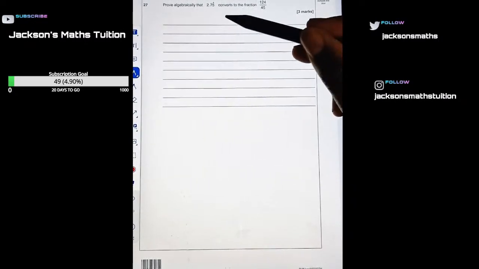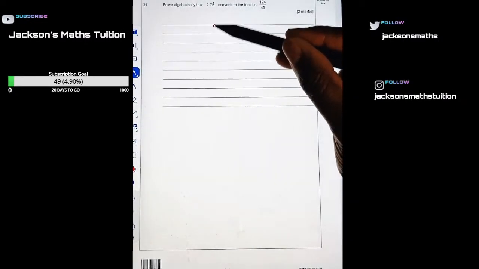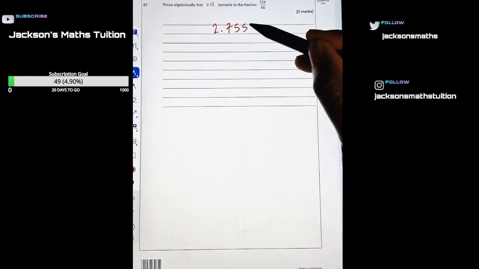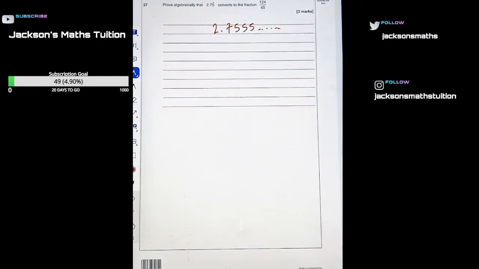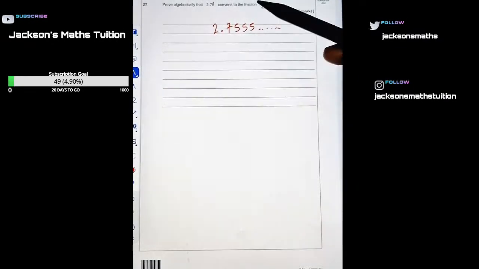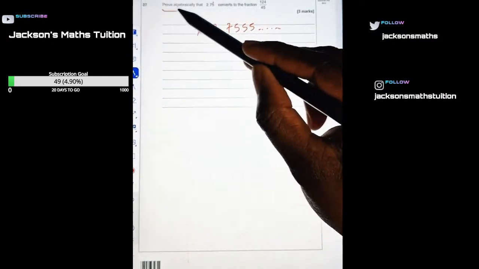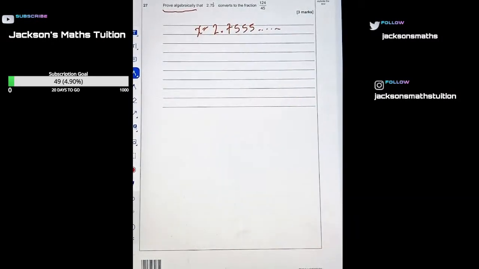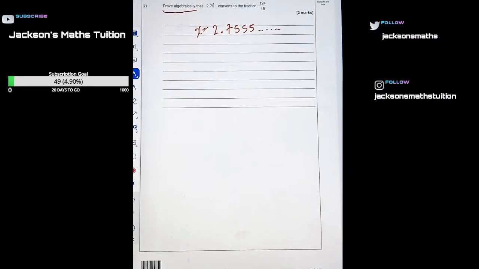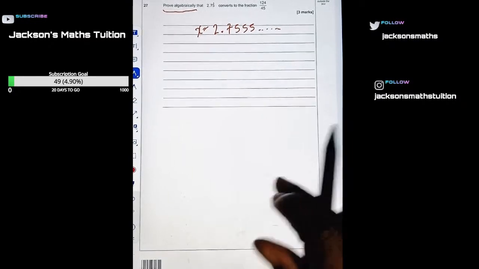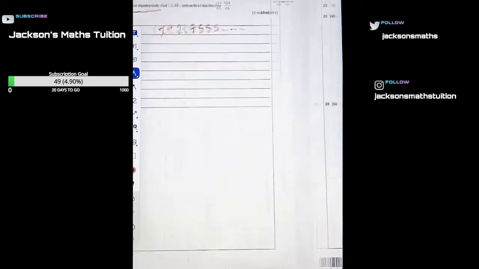So the recurring decimal here is 2.7555, any amount of fives behind it. Doesn't matter. Okay, let us call that x. Because it says to prove algebraically. So we're using x. How much is left? I think one more question after this. 28. Yes, 28. And then we're finished.